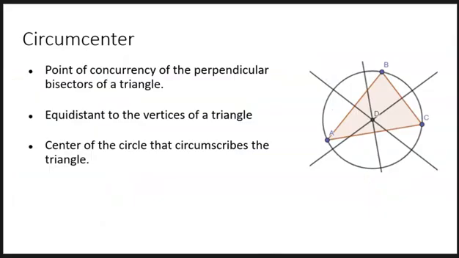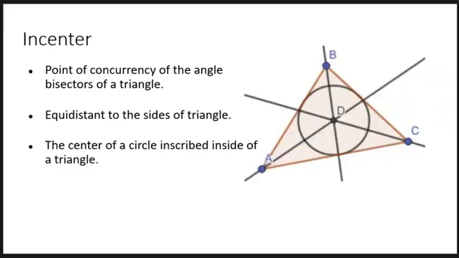To summarize, the circumcenter is the point of concurrency of the perpendicular bisectors of a triangle. It's equidistant to the vertices of the triangle and the center of the circle that circumscribes the triangle. The incenter is the point of concurrency of the angle bisectors of a triangle. It's equidistant to the sides of the triangle and the center of a circle inscribed inside of a triangle.